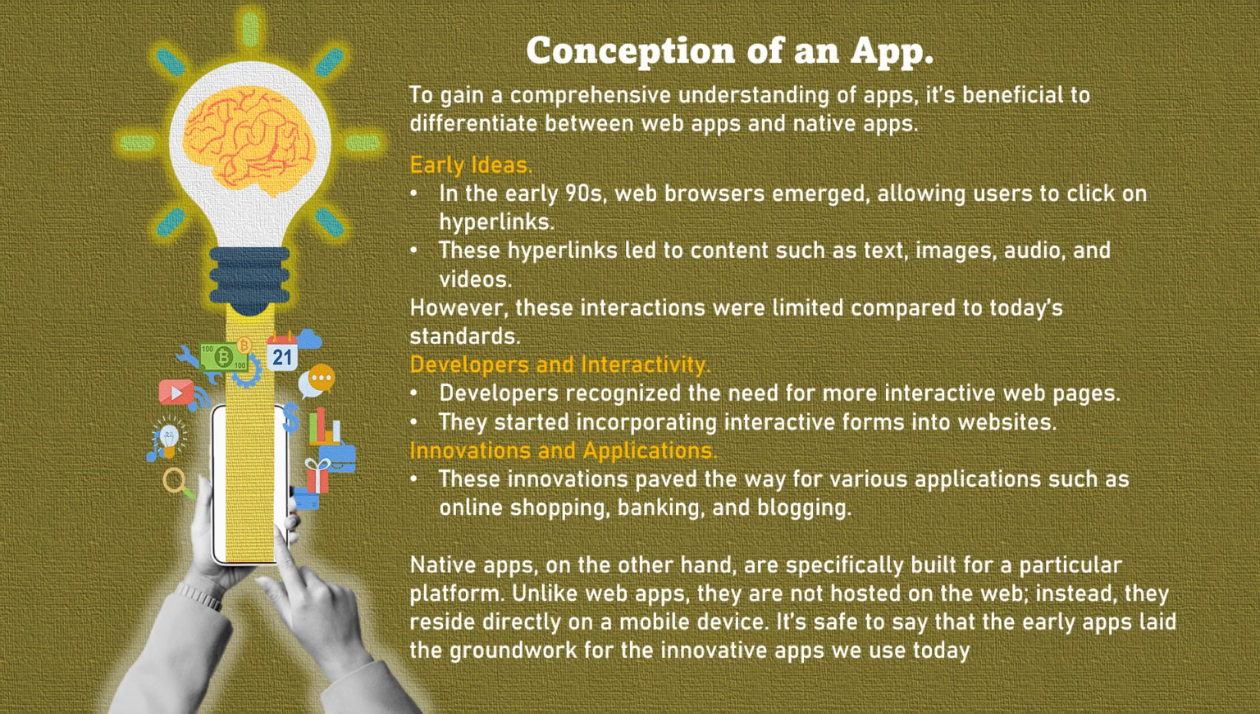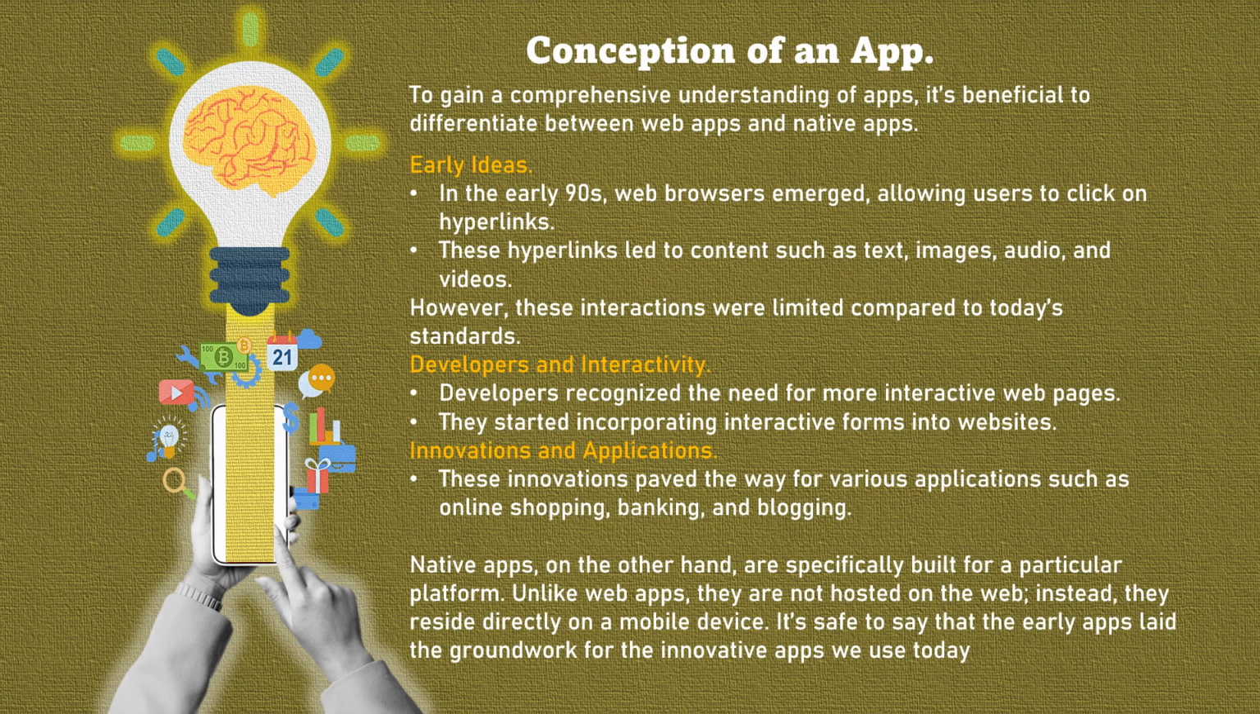To gain a comprehensive understanding of apps, it is beneficial to differentiate between web apps and native apps. In the early 90s, web browsers emerged, allowing users to click on hyperlinks. These hyperlinks led to content such as text, images, audio, and videos. However, these interactions were limited compared to today's standards. Developers recognized the need for more interactive web pages. They started incorporating interactive forms into websites. These innovations paved the way for various applications such as online shopping, banking, and blogging.